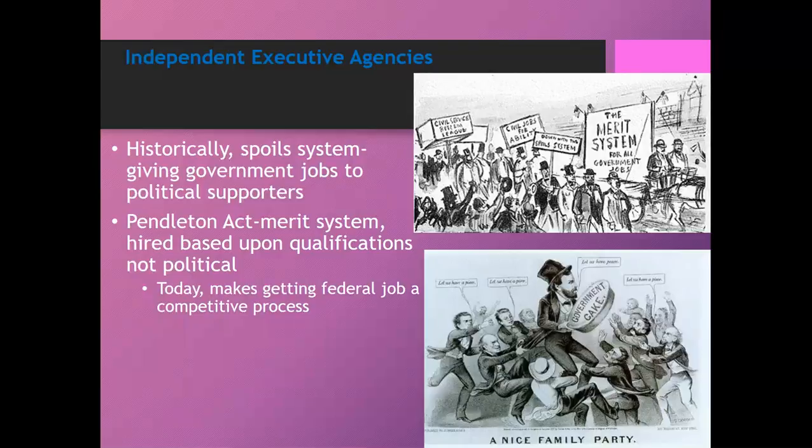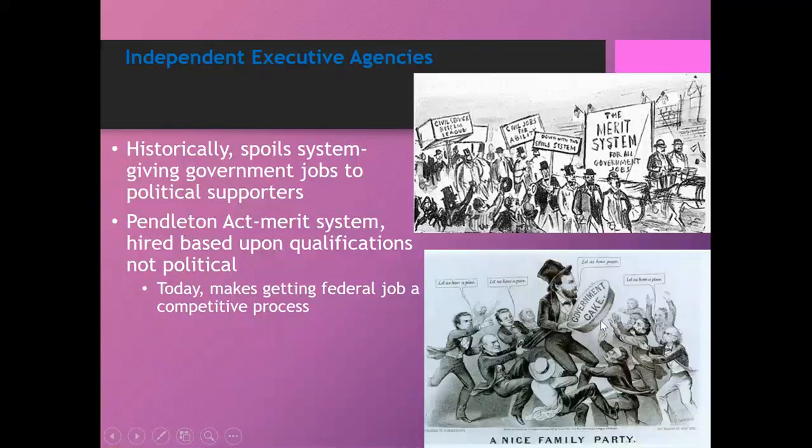Independent executive agencies are also important in a historical sense. Historically, the spoils system was in place in the 1800s. What is the spoils system? It's basically giving government jobs to political supporters. People that supported someone's campaign got jobs. Their family members got jobs. If you gave money to someone's campaign, you got a government job. It didn't matter if you were qualified for that job. It just mattered that you supported the candidate. That's the whole idea of this cartoon that shows the government cake, where every person wants a piece of the cake, and the cake is the government job.